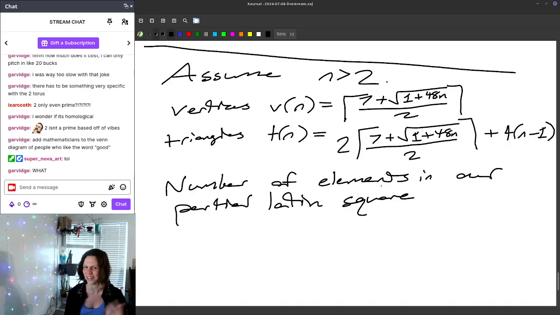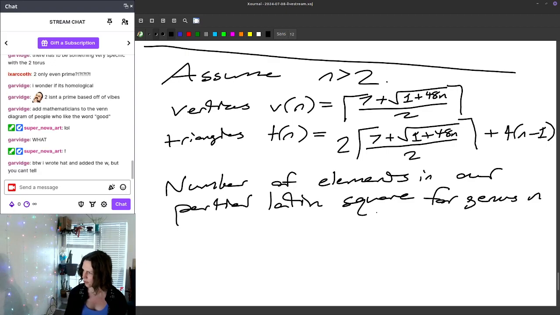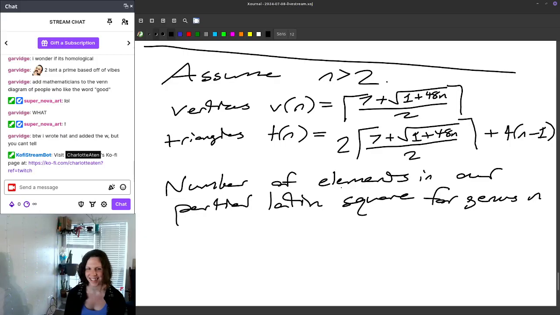I don't know. The number of elements in our partial Latin square for making the genus n surface. Oh, thanks. It's harder when I can't actually see what you're typing to tell that you wrote the W last.